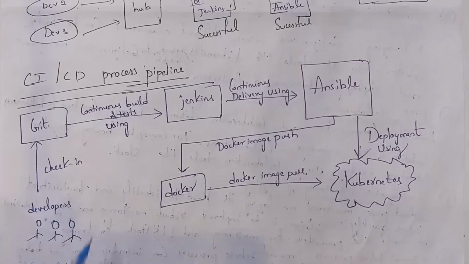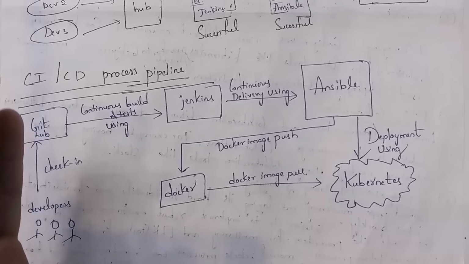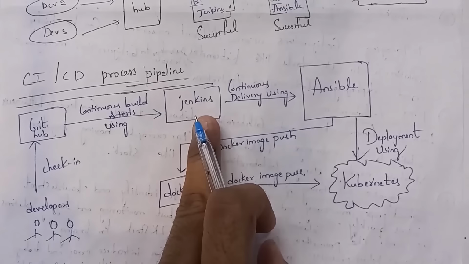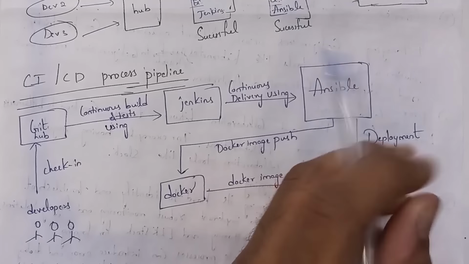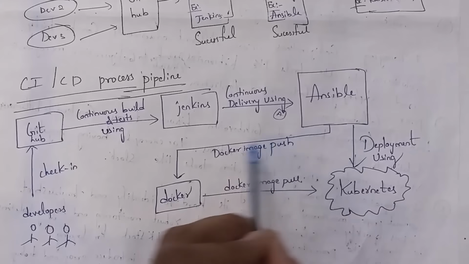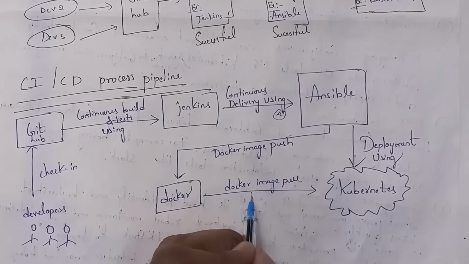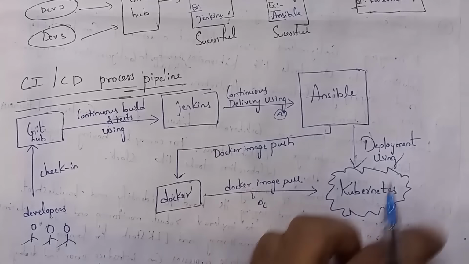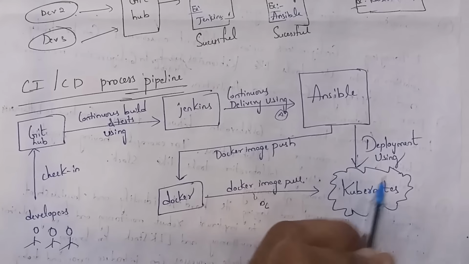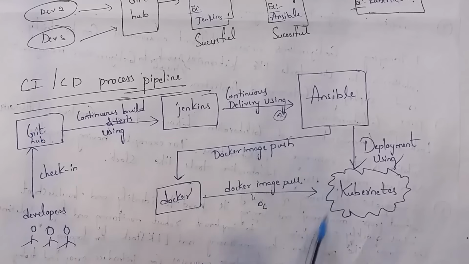So developers, after developing code, they will place that code into GitHub. After that, build and test is performed by using Jenkins. Then artifact is generated. Then Ansible will perform configuration on our server. So by using Docker application, we will create Docker image. We will place the Docker image in Docker container. After that, we will place our application in a dummy server. If everything goes well, we will place that application in the production server. Guys, this is the complete CI/CD process pipeline.